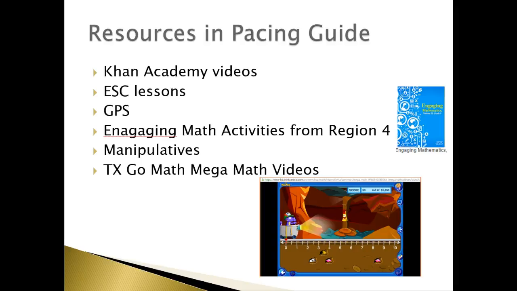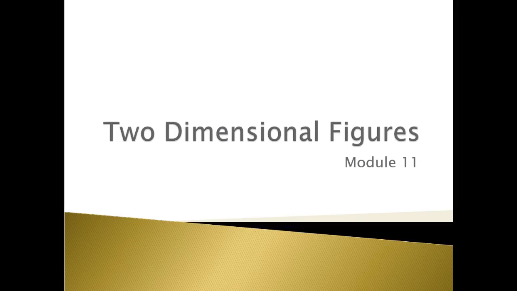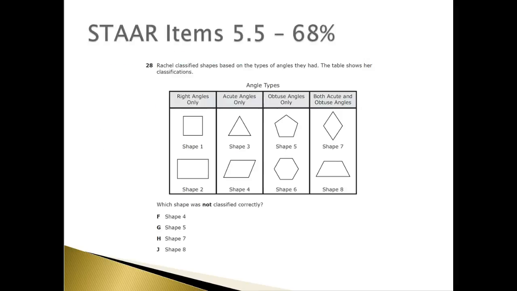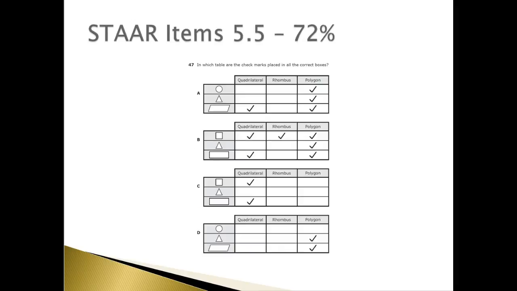Then we're going to be going into two-dimensional figures with Module 11, and with two-dimensional figures, the main TEKS is 5.5, and here we're going to be classifying only 2D figures, not 3D, and we're going to be using a hierarchy of sets and subsets using graphic organizers. Notice graphic organizers is the main part of this particular item, and it's going to be based on attributes and properties. So on STAAR, we had a table showing different 2D figures, and notice it says which shape was not classified correctly. Then we had another set of tables, and this time they were the answer choices.